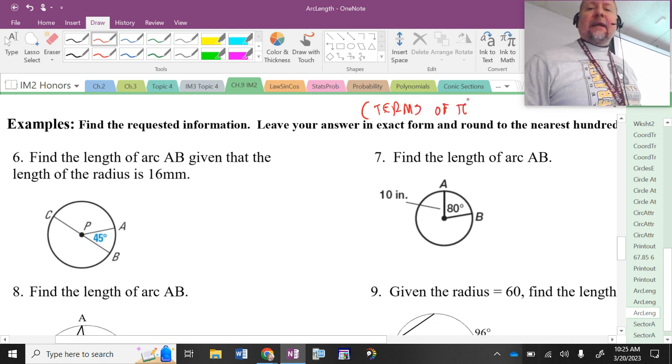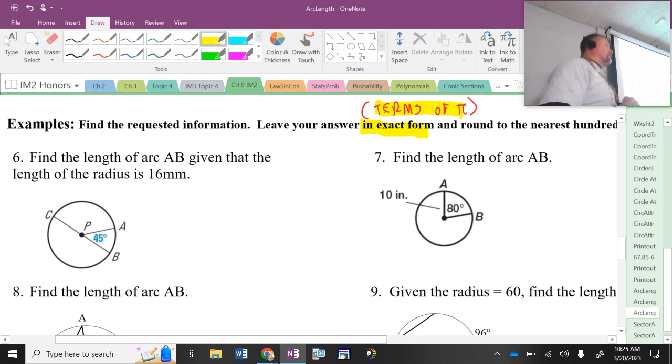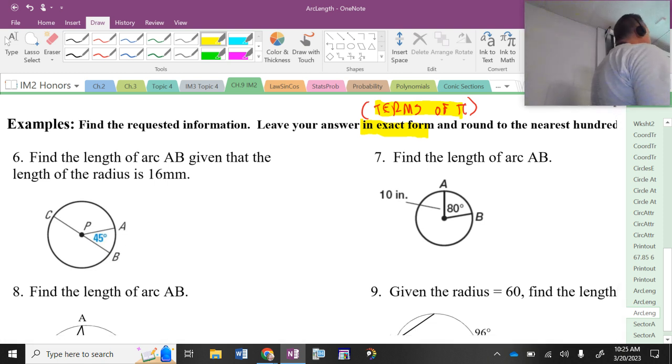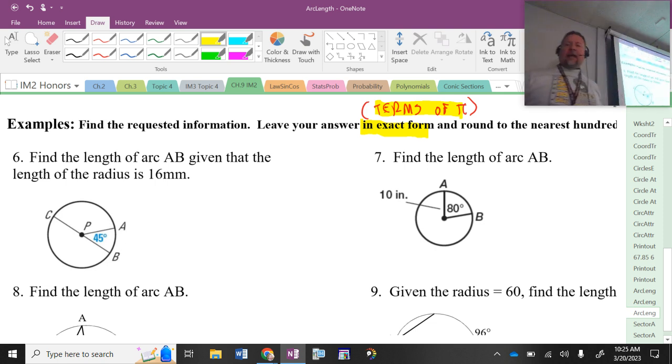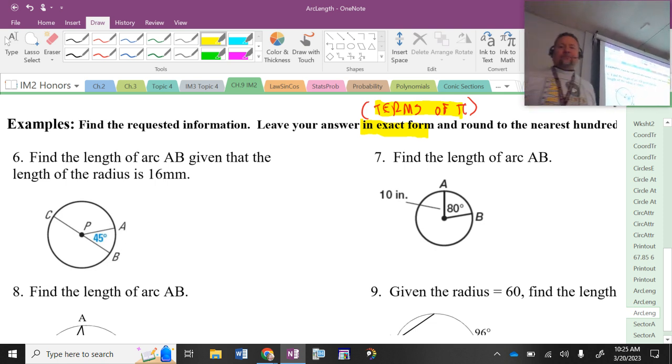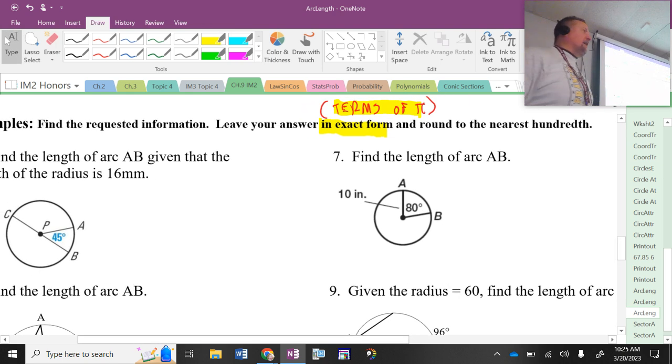That's another way of saying inexact. And I'll highlight that you need to be aware that this could be worded in two different ways. So: find the requested information, leave your answer in exact form, and then round to the nearest hundredth. And it makes me sad how many people are not doing that correctly in my class.